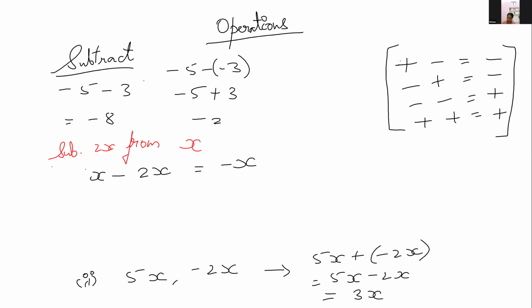Let's see one more. Subtract minus 2x from 5x. Then subtract minus 2x from 5x. So 5x is after from, so we write it first. Okay, how? We write 5x, subtract minus 2x. Ma'am, is the answer 7x? 7x. Yes, Simran.